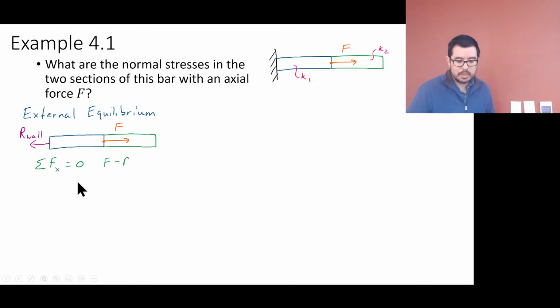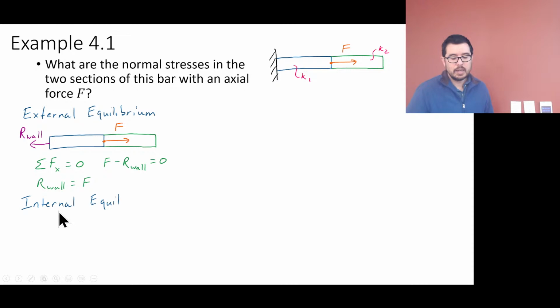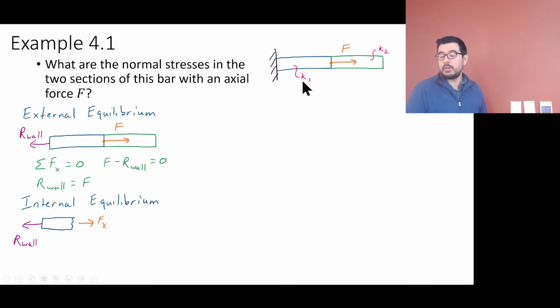We do the summation, and we figure out that, yes, the reaction on the wall is equal to this force that's being applied there. And then we do the internal equilibrium, and we notice, okay, so this is like a slice maybe right around here for the first section. So the 2 sections, I know there's a K1 and a K2. Are we going to use K1 and K2 here? No, but I copied it from another problem we did last time.